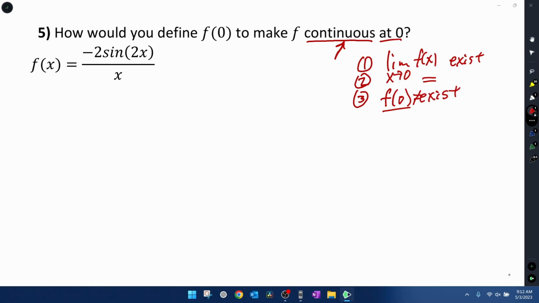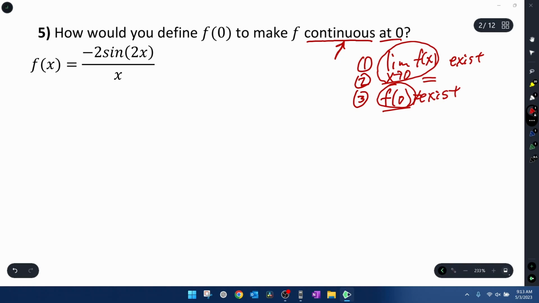Well, looking over here at our criteria, we know that the limit as x approaches 0 has to equal f of 0. So we need to know what the limit is, or if it exists at all. That would definitely be a criteria that has to be met. And once we know if it exists and what it is, then we will know what to set f of 0 to be. Now, to find the limit of this function, we're going to set this up. The limit as x approaches 0 of negative 2 sine of 2x over x.